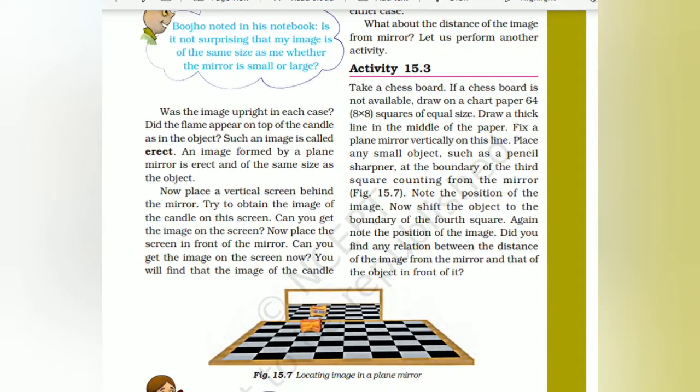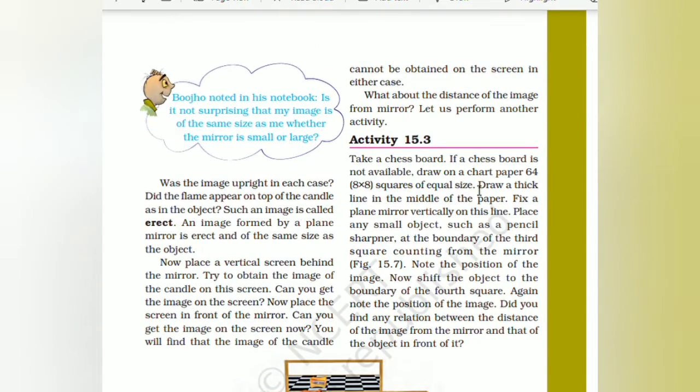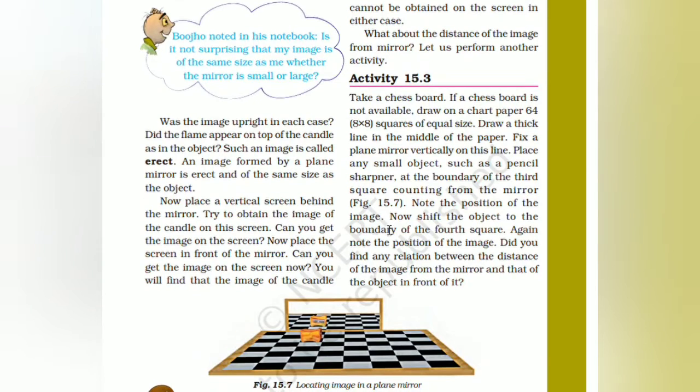Take a chessboard. If a chessboard is not available, draw a chart paper having about 64 squares of equal size. Draw a thick line in the middle of the paper. Fix a plane mirror vertically on the line. On this line, place a small object such as a pencil sharpener at the boundary of the third square counting from the mirror. Now move the object to the boundary of the fourth square.